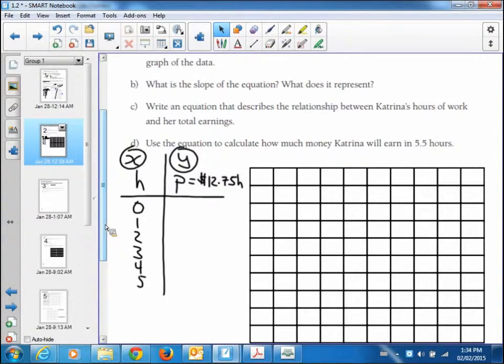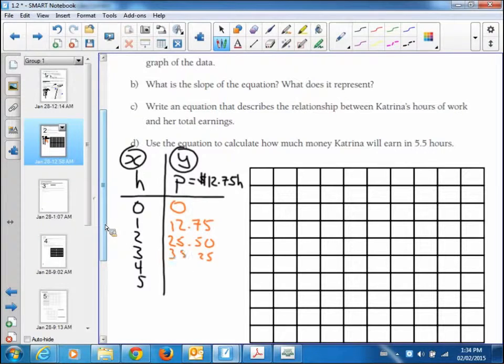Katrina's earnings over time. Zero, of course, you get $0, right? 1 hour, $12.75. 2 hours, well, that's going to be $25.50. Correct me if I'm wrong. My brain isn't working right now, so let me just see here. So you said 8, 30, 38. Good. Yep. And then this one will be 51. And then lastly, that'll be 63.75.